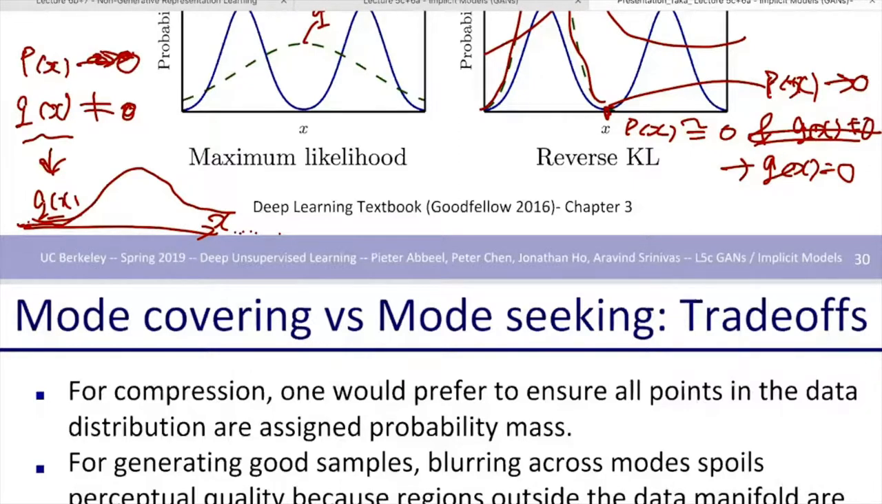Maybe I can answer the question. It has been proved in some literature that an optimal discriminator can accurately measure the JS divergence between the true data distribution and the generated data distribution. Right.